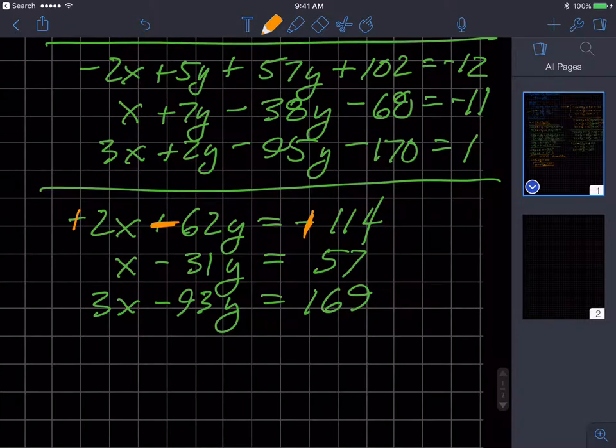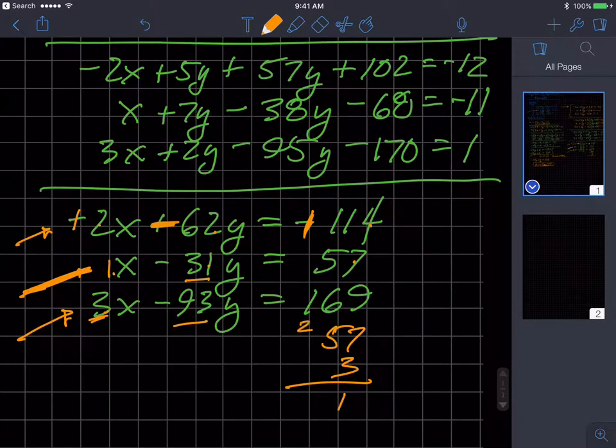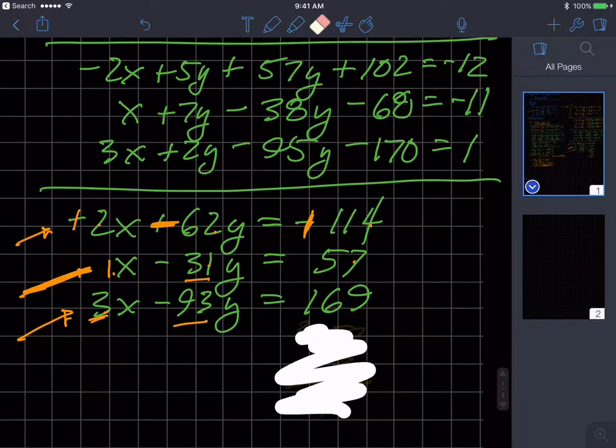But this equation is twice that, right? 2 times 1 is 2, 2 times 31 is 62, 2 times 57 is 114. This equation is 3 times this one. So 3 times 1 is 3, 3 times 31 is 93, and I assume 3 times 57, ooh, maybe it won't work. 3 times 7 is 21. Oh, that doesn't work out, does it? 16, 17. Did I do that wrong? Yes, I did do that wrong. It is 171. There's a mistake.